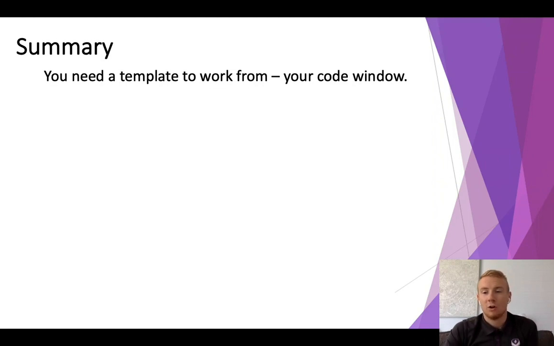Okay, so loads of information we've gone through there. Let me try and summarize it for you in a couple of points before I tell you about next week. So first and foremost, you need a template to work from. Whether you're doing hands notation or computerized analysis, you need some form of code window that you can work from. Now that code window is going to contain your action variables, which make up your performance indicators.